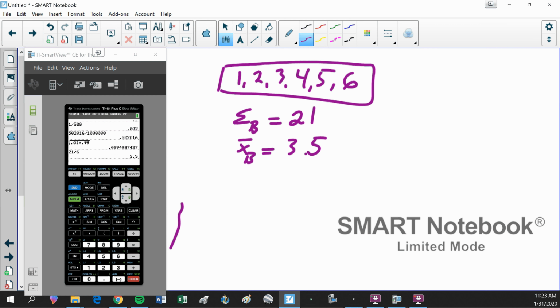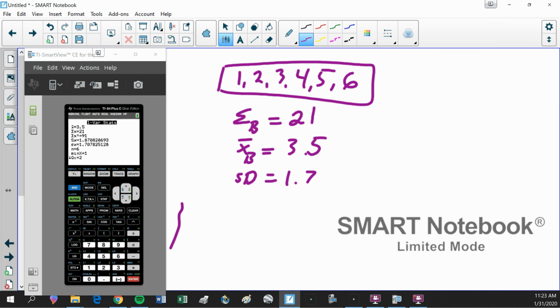Okay. The standard deviation of the box. Can I use the shortcut? No, because I have 6 different tickets in the box. So I go to Stat, clear out my L1, and then I put these numbers in, and I run a one variable statistic, and sigma x says the standard deviation is 1.7.